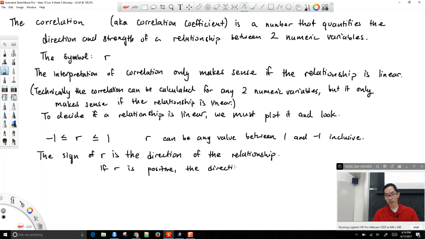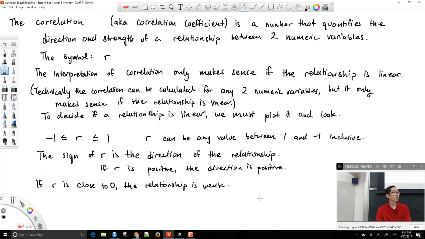If R is negative, the direction is negative. If R is close to 0, the relationship is weak. So basically, something around, if R is less than 0.4, I would say it's weak.